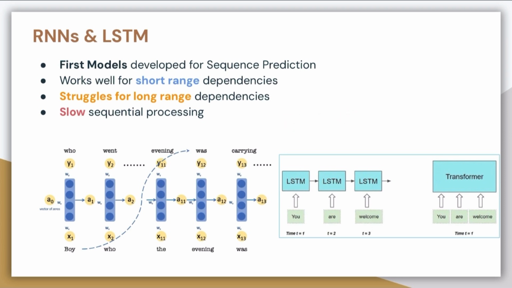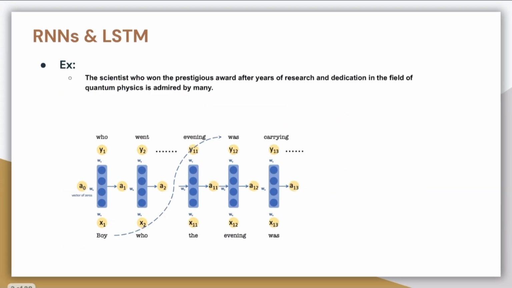This is just like the vanishing gradient problem. Let us see that by an example. Let us take this sentence: The scientist who won the prestigious award after years of research and dedication in the field of quantum physics is admired by many. Now, the main subject is scientist, and the important verb here is admired. There are a lot of words in between scientist and admired. We all know that the scientist is the one who got admired, right?